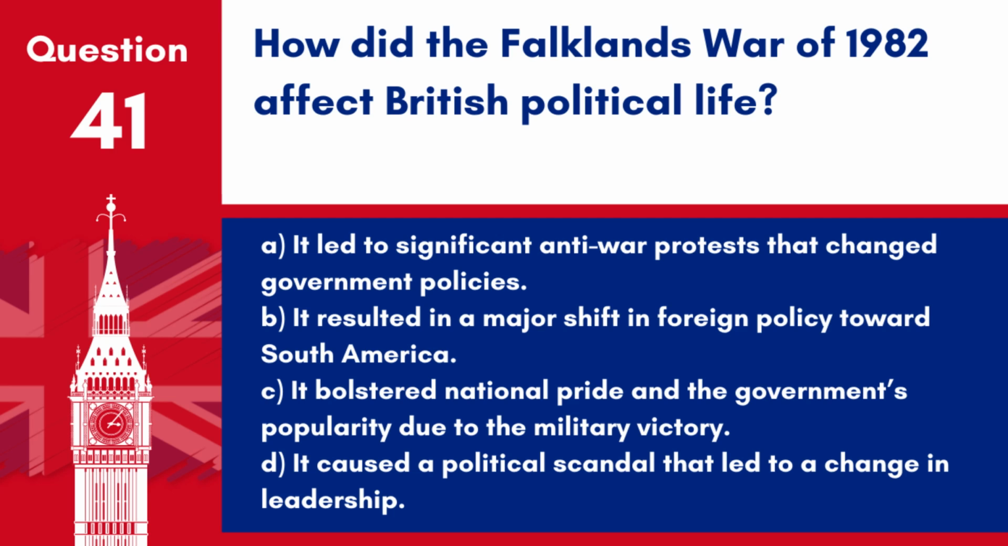Question 41. How did the Falklands War of 1982 affect British political life? A. It led to significant anti-war protests that changed government policies. B. It resulted in a major shift in foreign policy towards South America. C. It bolstered national pride and the government's popularity due to the military victory. D. It caused a political scandal that led to a change in leadership.